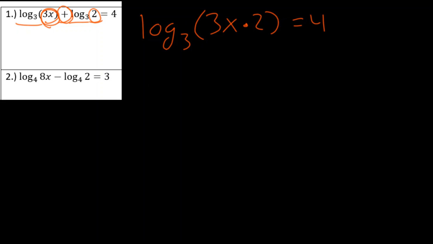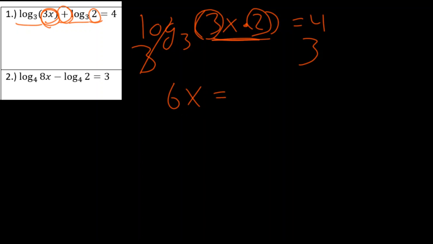Now from here, notice we're going to do two things. One, we want to get rid of this log base 3, and think back to our simple logarithm notes. In order to get rid of a log base 3, we will base 3 both sides. So that goes away. And we also want to ask ourselves, what is 3x times 2? Well, we multiply our two numbers, and we'll get 6x equals 3 to the power of 4, which if you type that into your calculator will give you 81.